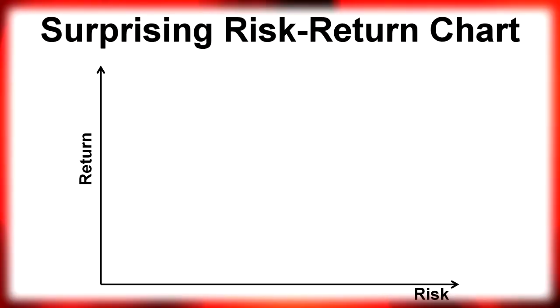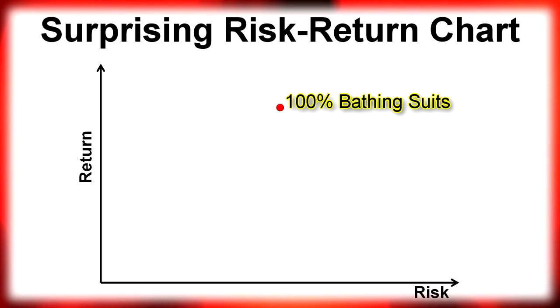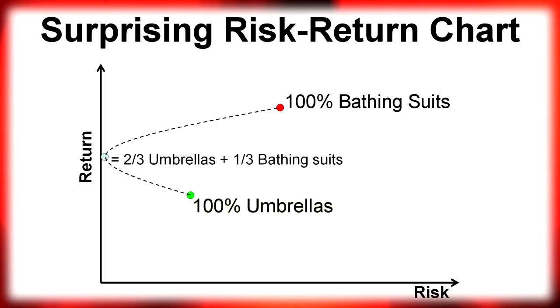Here's what it looks like on a risk-return chart. The Bathing Suit Company is up here with twice the expected risk and return as the Umbrella Company. If you owned 100% of the Umbrella Company, you'd be here. Now, if you gradually invest part of your portfolio in the more risky Bathing Suit Company, your returns increase as you'd expect, but your risk, as measured by the variability of that return, actually decreases. Owning both is superior to only owning either of these companies.